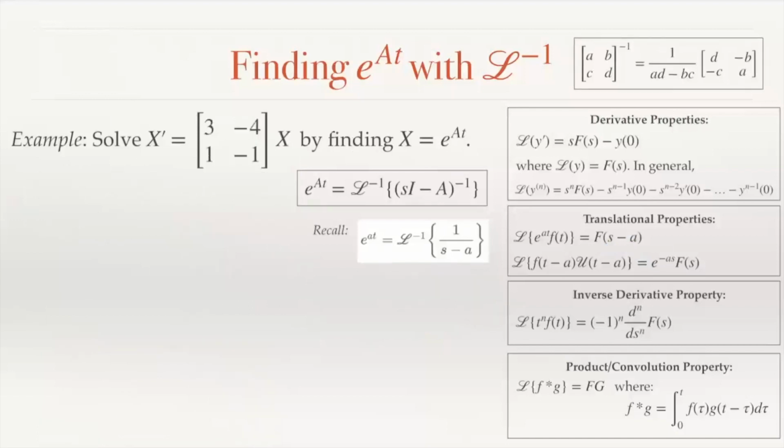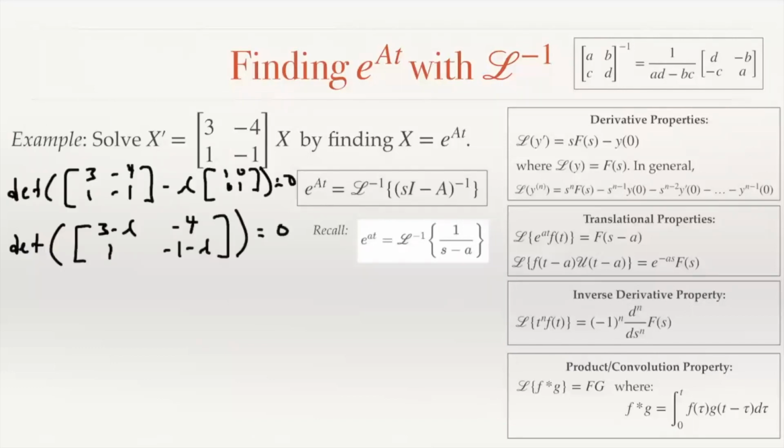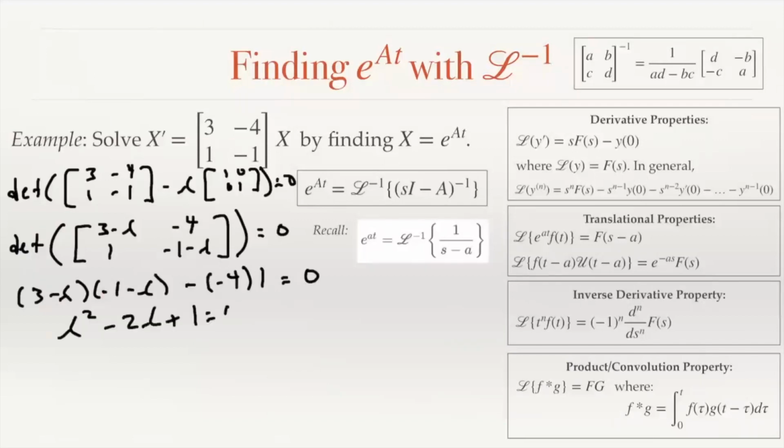So let's solve this system, x prime is this matrix times x, by finding x equals e to the At. When you're given a system from scratch, your first impulse should be to find the eigenvalues and eigenvectors. First we would find the determinant of A minus lambda I and set that equal to 0 to try to find the eigenvalues.